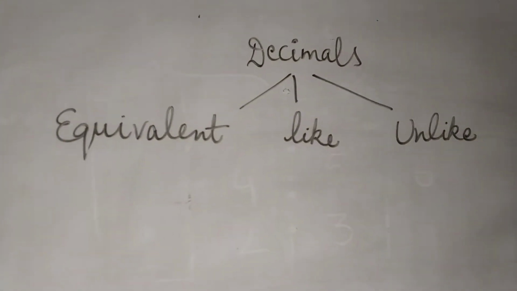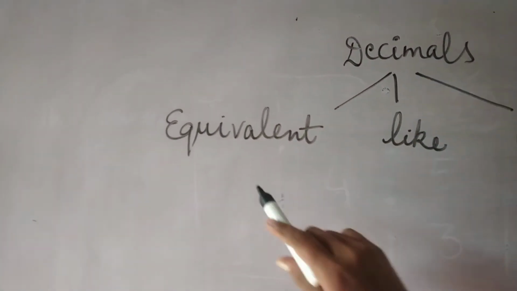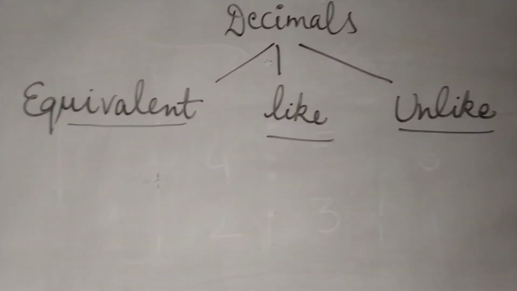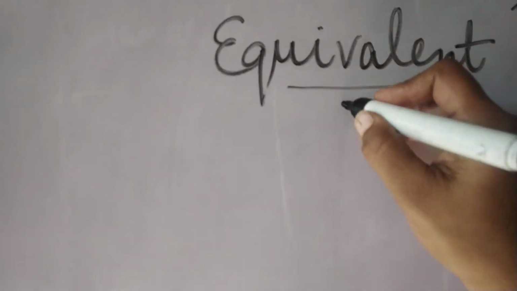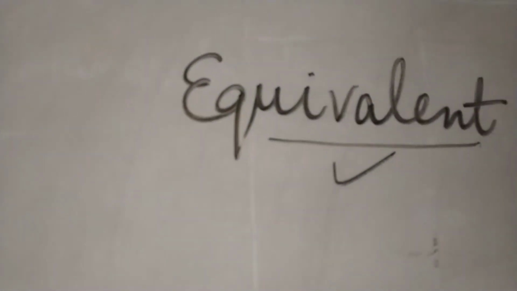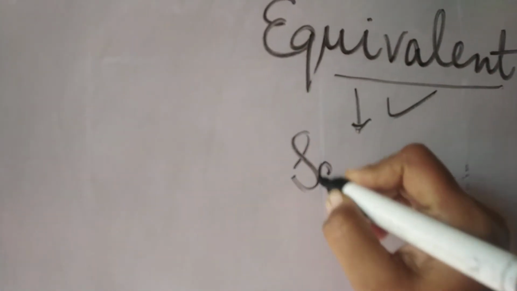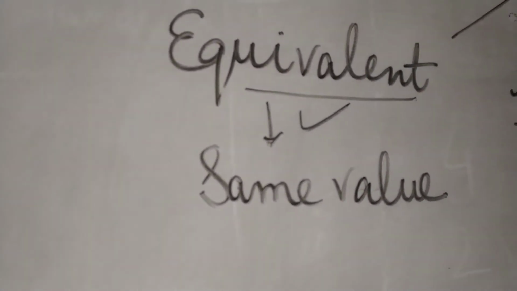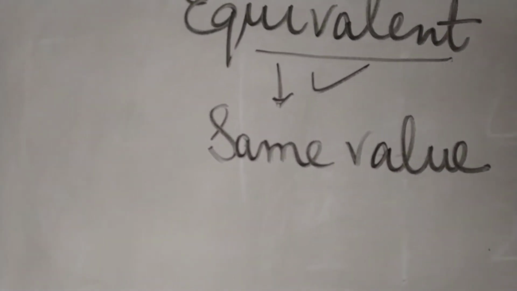Now we are going to learn some terms related to decimals, that is equivalent decimals, like decimals and unlike decimals. So what is equivalent decimals? Equivalent decimals are the decimals that have the same value. So the decimals which are having the same value, they are known as equivalent decimals. So let's take an example.